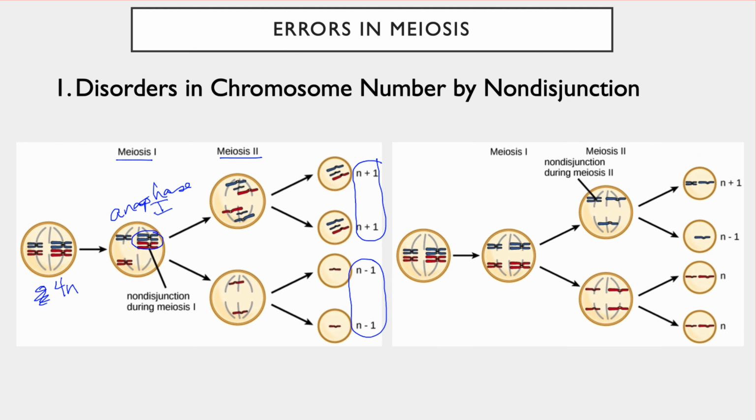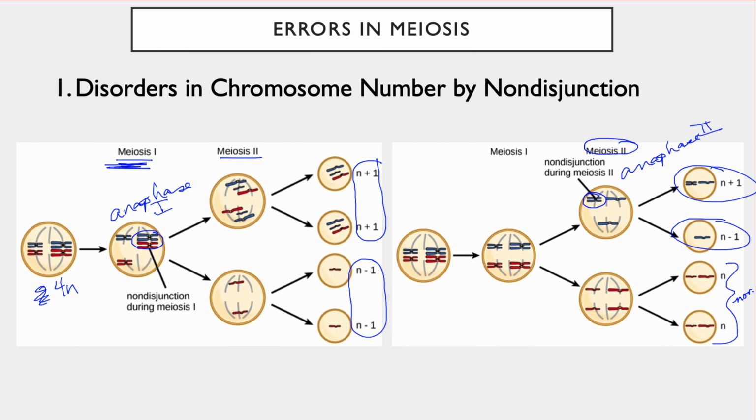If non-disjunction doesn't happen in meiosis 1, but instead in meiosis 2, during anaphase 2, then what happens is one of the pairs of homologous chromosomes, sister chromatids, do not separate. And so only one of the cells out of the 4 will have an extra chromosome, and one of the cells will have a missing chromosome. However, the 2 that are left over will be normal number of chromosomes, or euploid.